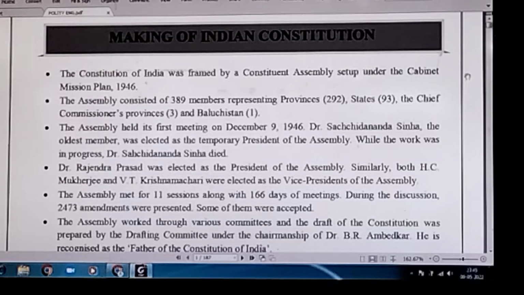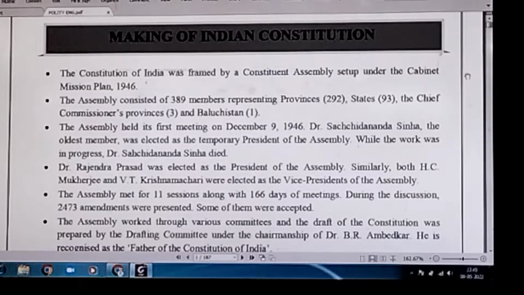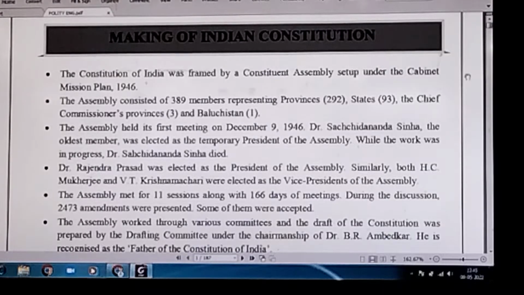The demand was finally accepted in principle by the British government in what is known as the August Offer of 1940. In 1942, Stafford Cripps, a member of the cabinet, came to India with a draft proposal of the British government on the framing of an independent constitution to be adopted after World War II. The World War took place from 1939 to 1945.